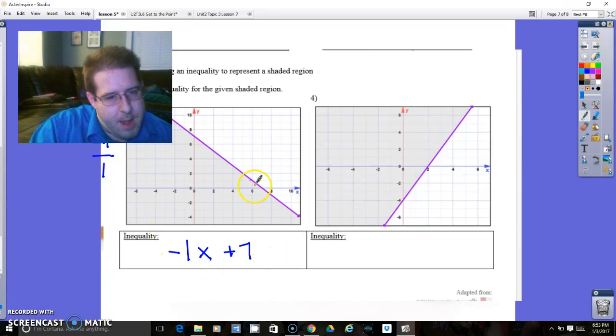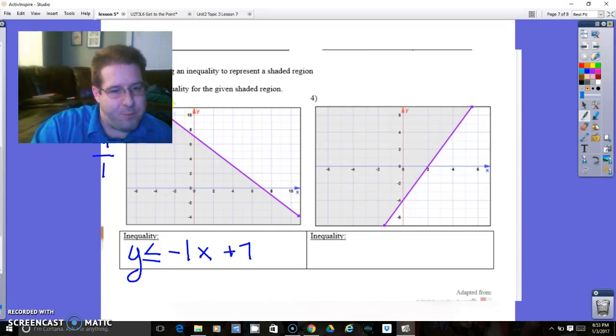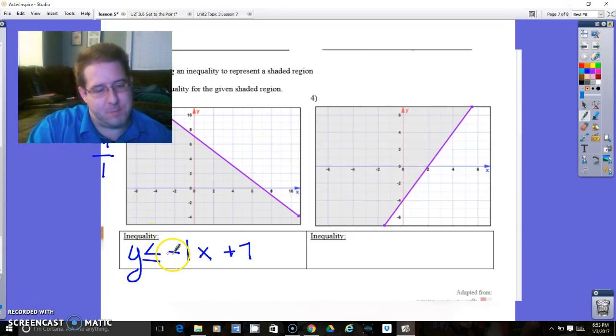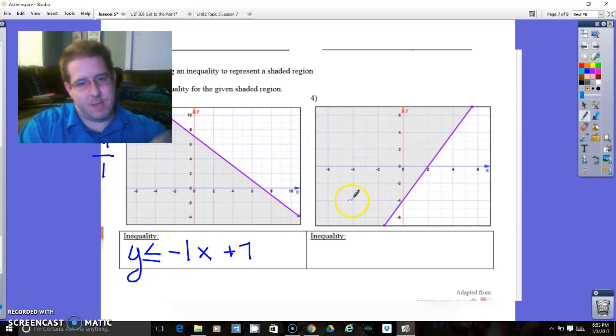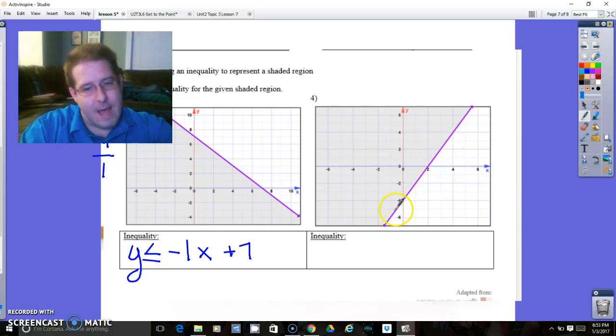Now, everything is shaded below, which means y, the answer, has to be less than or equal to negative 1x plus 7. So if that's the boundary line, the answer has to be less than or equal to. Now, we haven't seen this a whole lot, but if the boundary line is dotted, that means the boundary line is not a part of the answer. So therefore, it would have just been less than. But that didn't happen in this case. In fact, both these boundary lines are solid lines. They're not dotted lines.